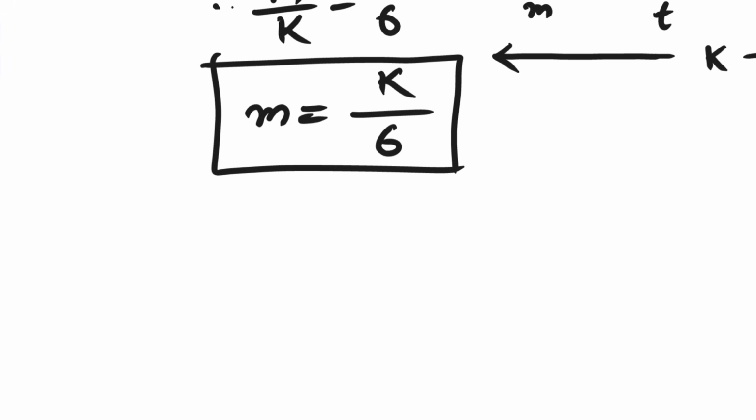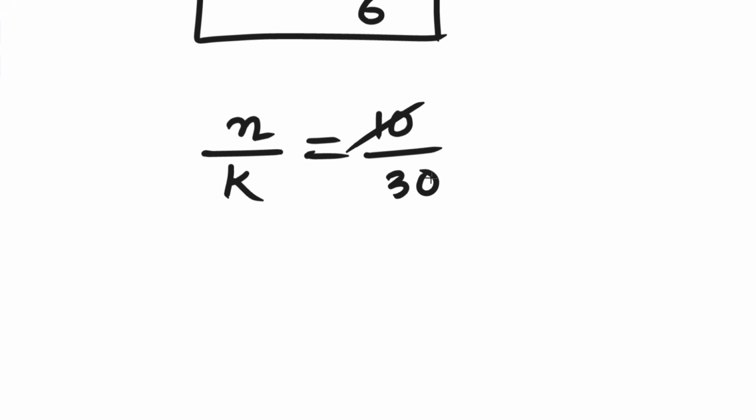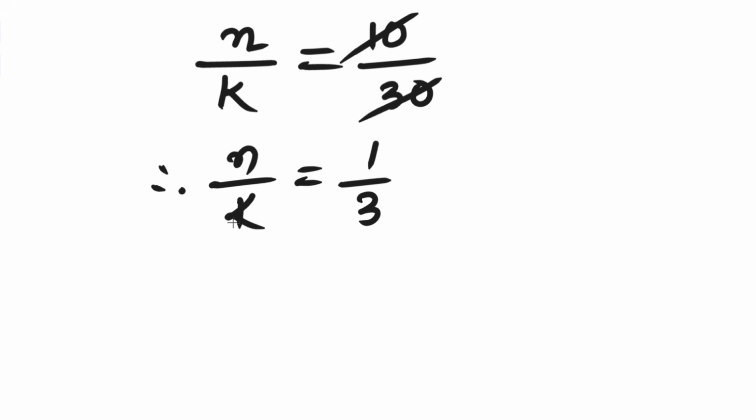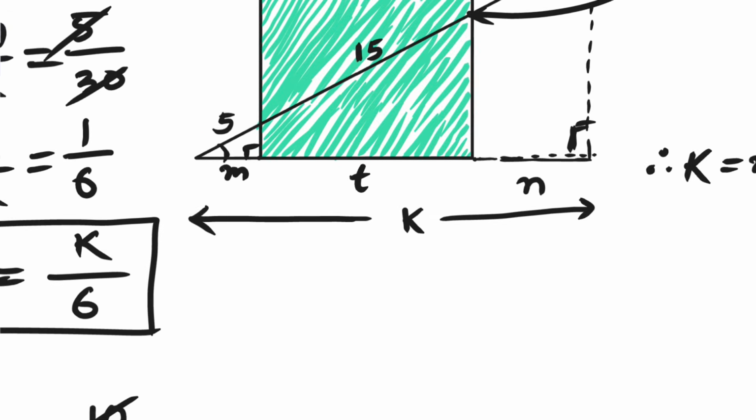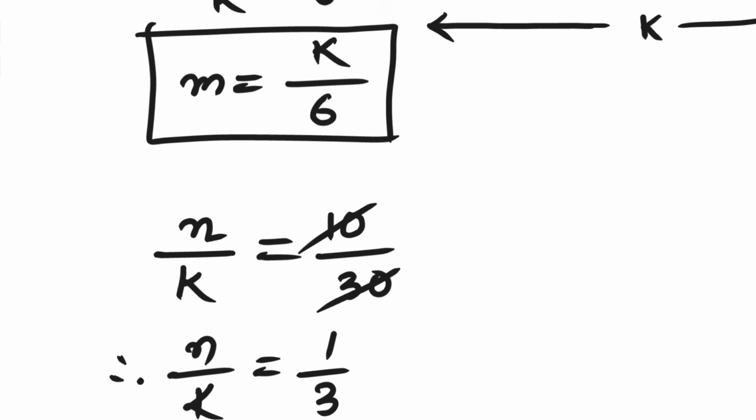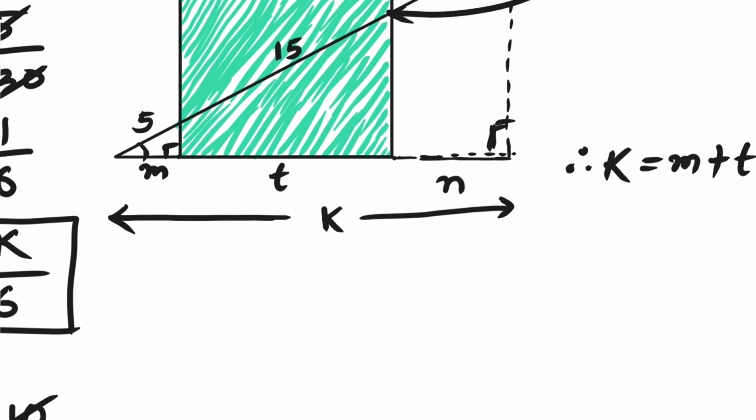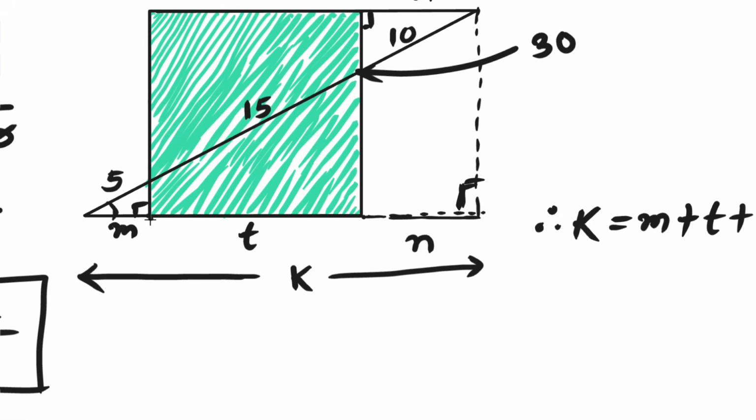So, we can write n divided by k equals 10 divided by 30. 10 divided by 30 simplifies to 1 divided by 3. Therefore, n divided by k equals 1 divided by 3. Multiplying both sides by k gives n equals k divided by 3. Excellent. Now we know m in terms of k and we know n in terms of k. The next step is to express the side length of the square in terms of k as well.